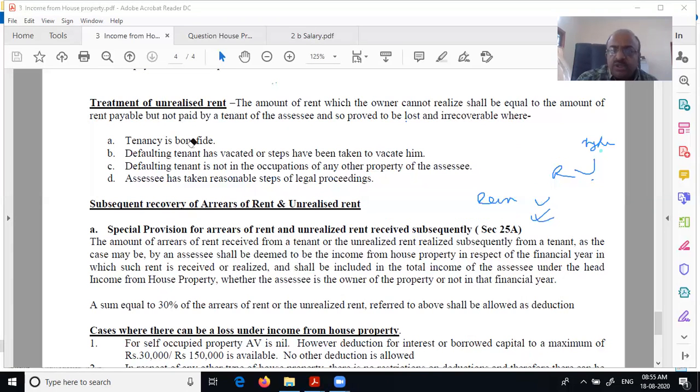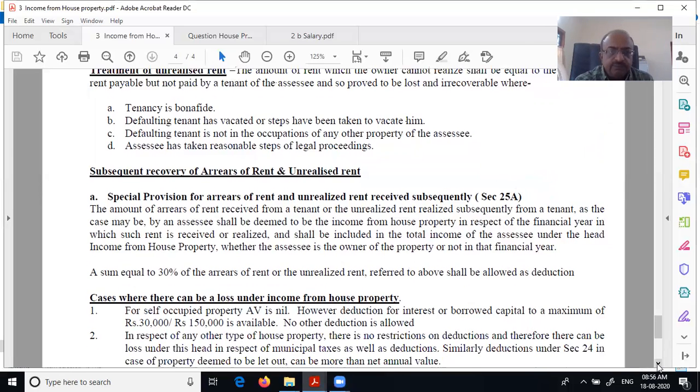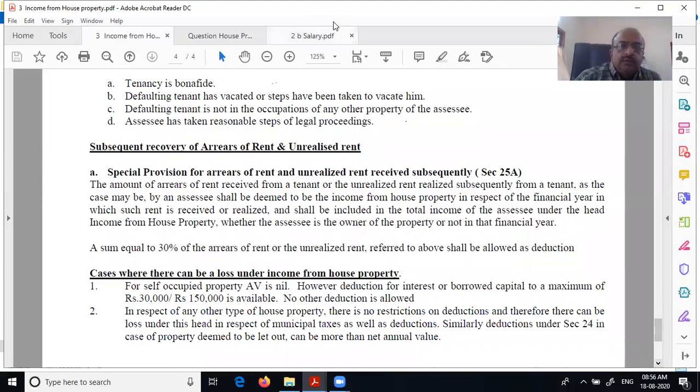Now, the other situation that is going to come relates to subsequent recovery or arrears of rent. That means when arrears of rent happen, and this is also very interesting. That means you didn't get the rent, he didn't pay. Therefore, later on, unrealized rent has been received subsequently.